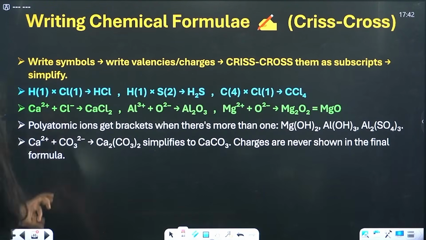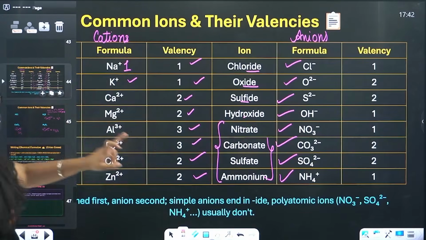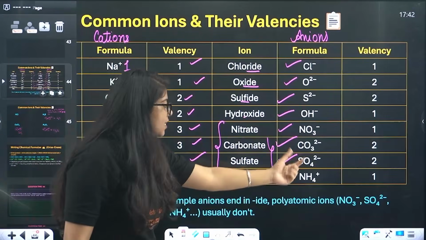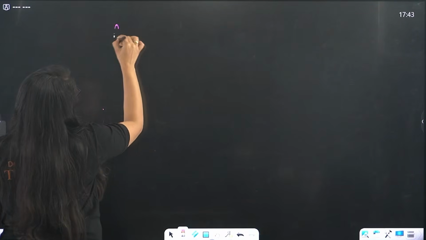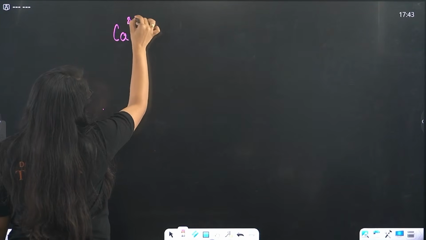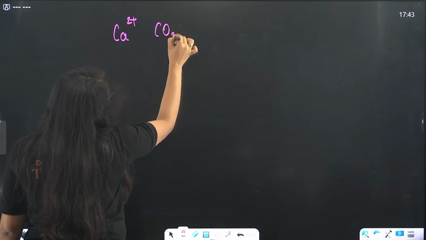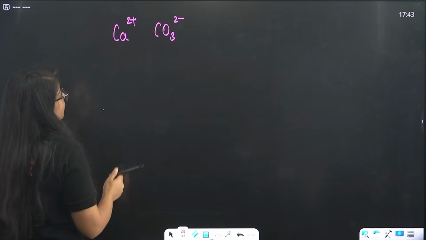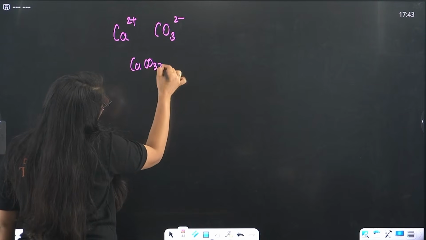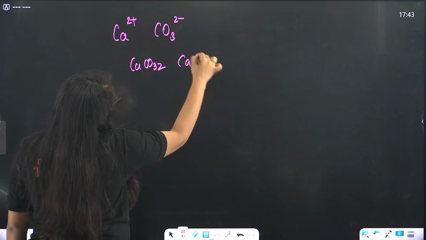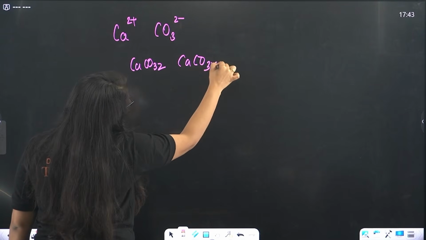Now we have some of these ions as well. CO3 2 negative, SO4 2 negative. How will you write these? Let's say Ca has +2, and CO3 2 negative also has 2. So where will this 2 go? Will I write CaCO3 2? Will I write CaCO with 3 into 2, 6?